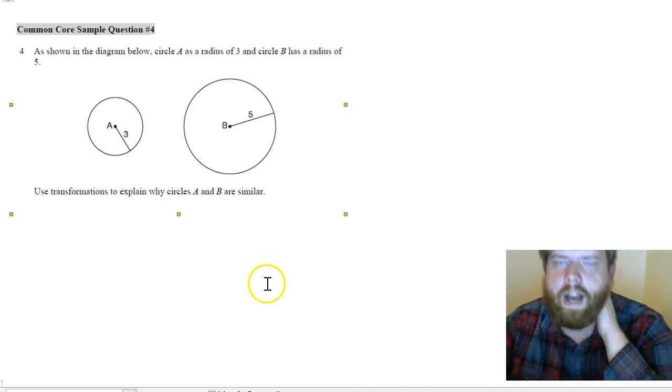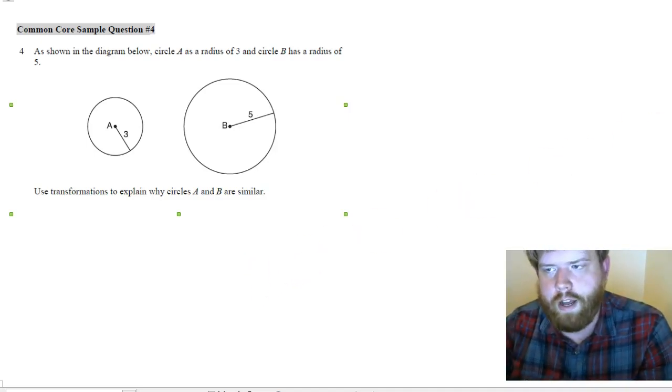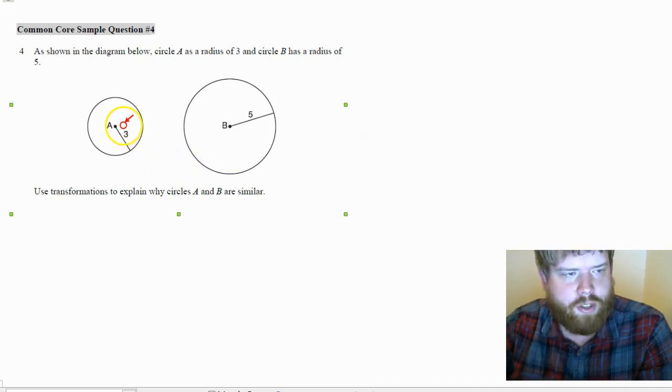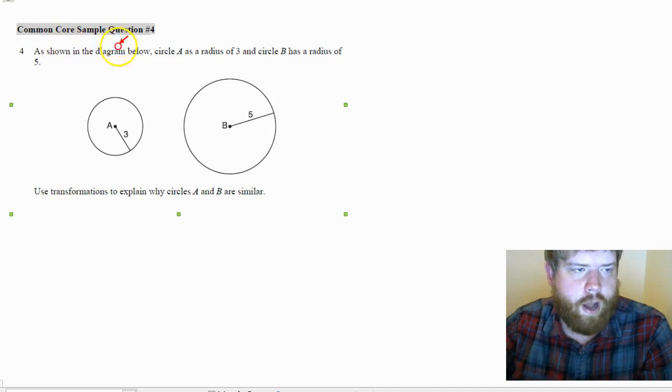Hello, Energy Tech. I come to you on the eve of the Common Core Regents exam, figuring that while we have a chance, we might do a couple more Common Core problems just to get a sense of what you might see tomorrow. So here's one Common Core problem that we have seen in class before.